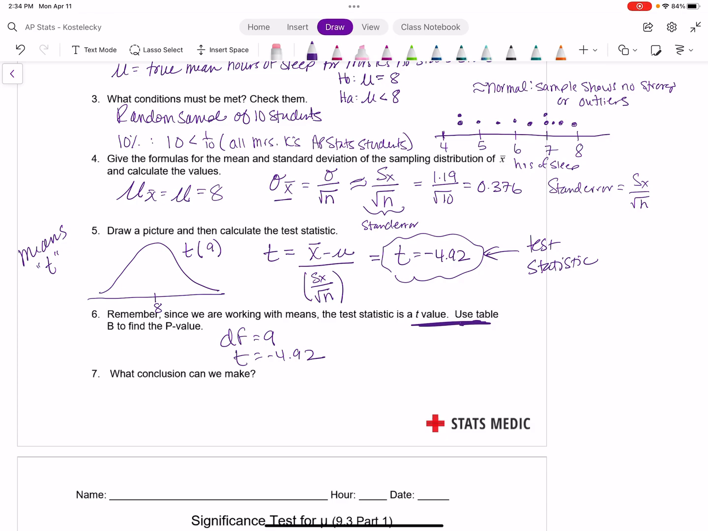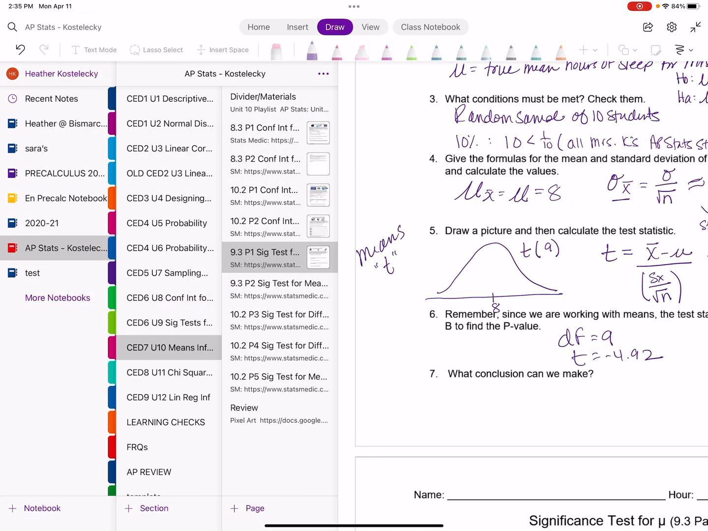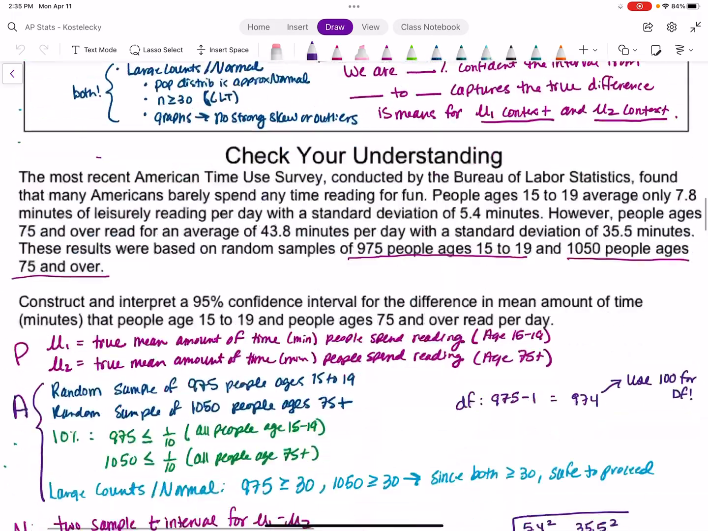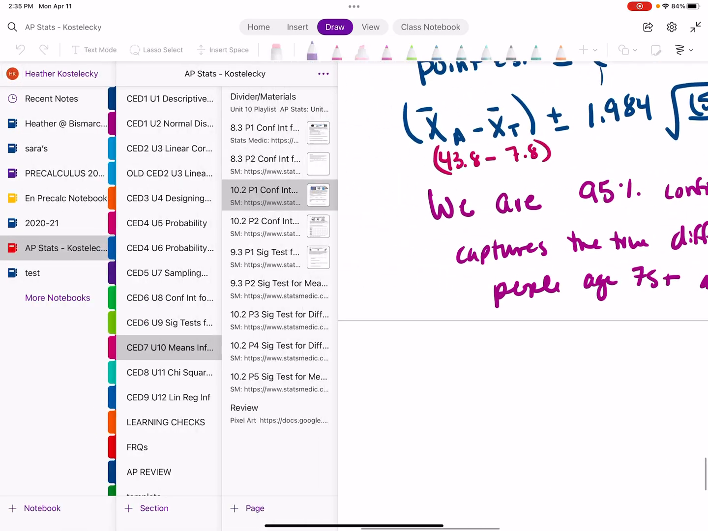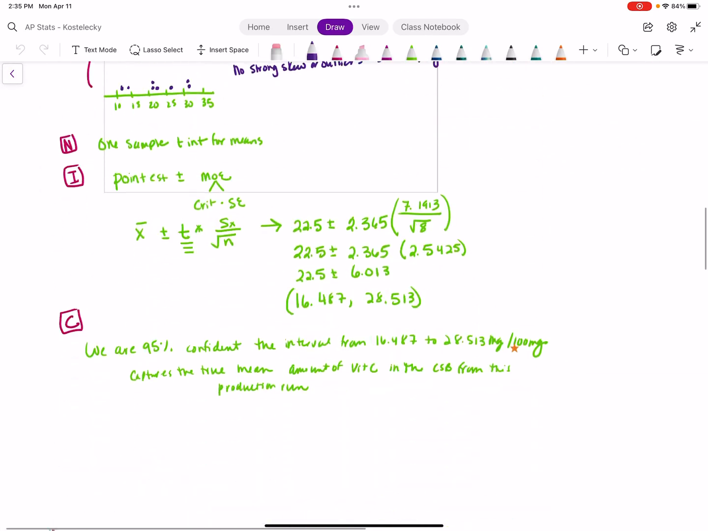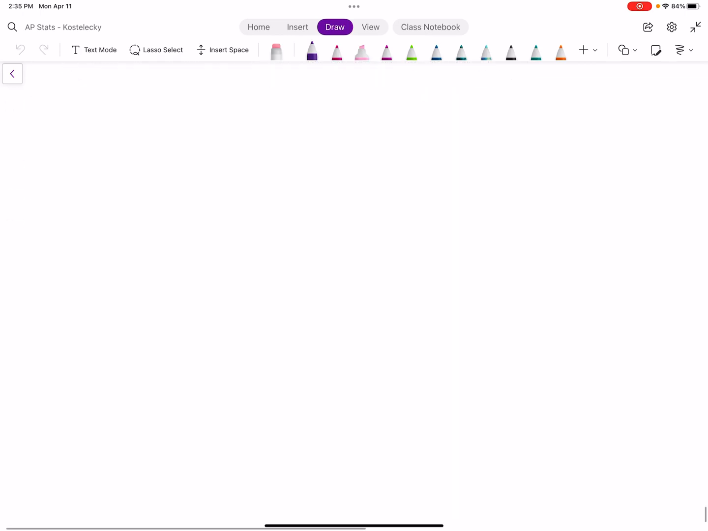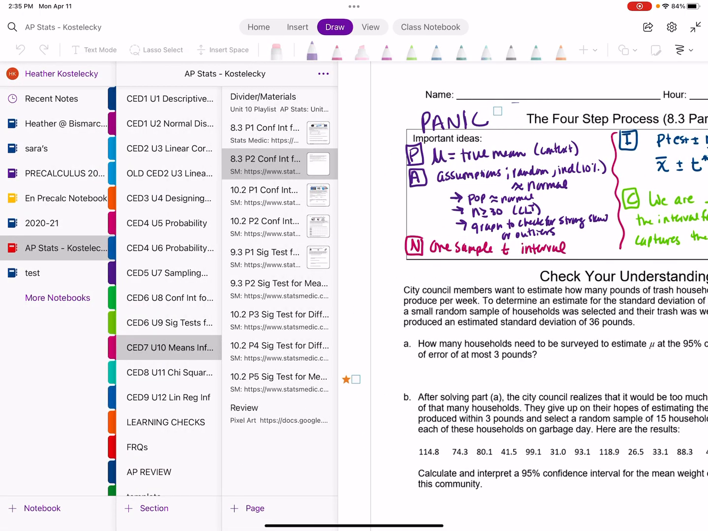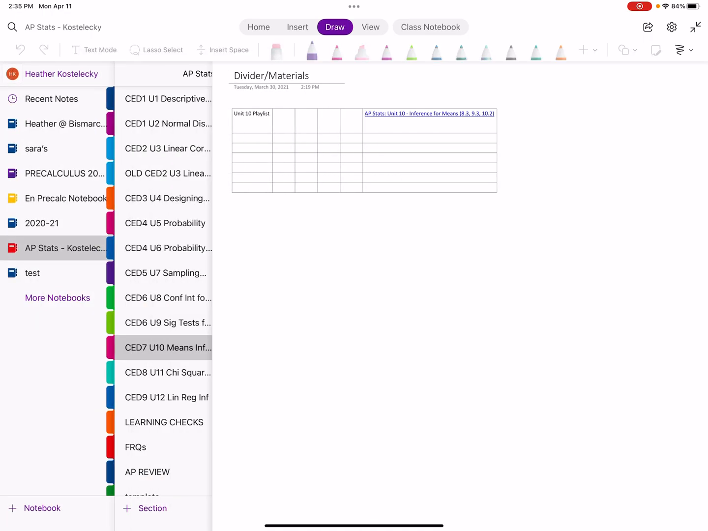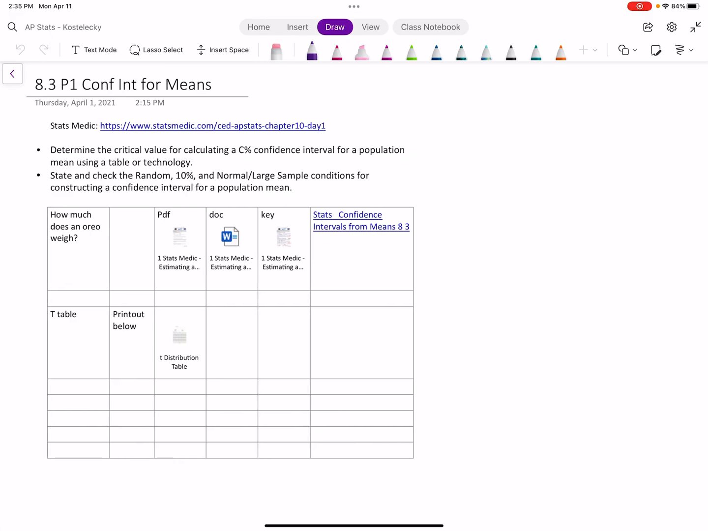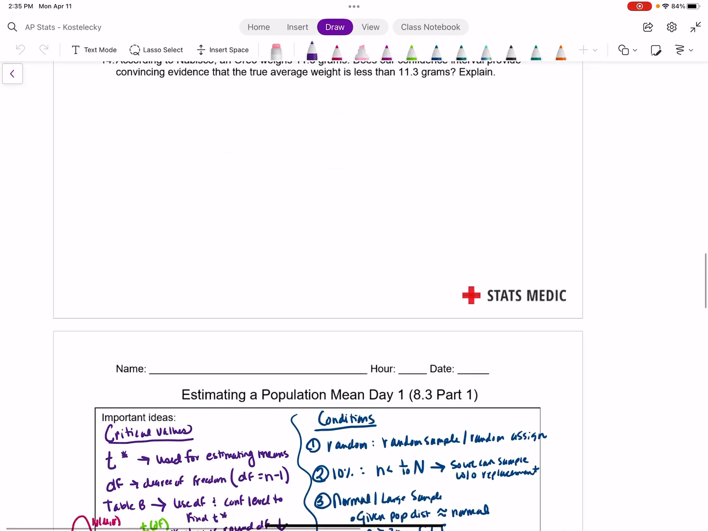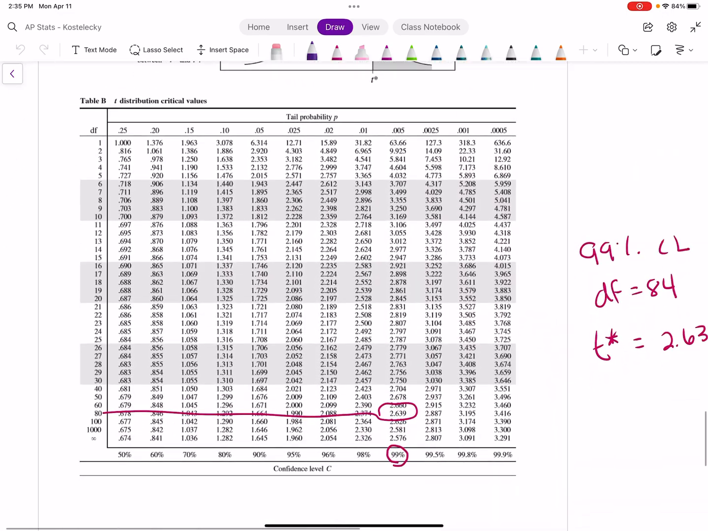We're going to grab a table out, which I don't think I have a table in here, so I've got to find my table. Excuse me. I'm going to be doing some scrolling here. Where's my t-table? Well, that is not convenient. There it is. Okay, there's my t-table. Sorry for taking so long.